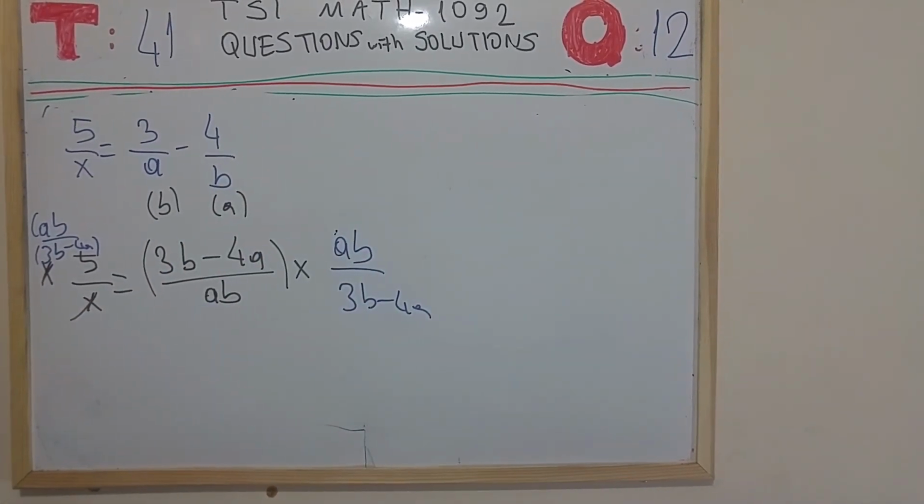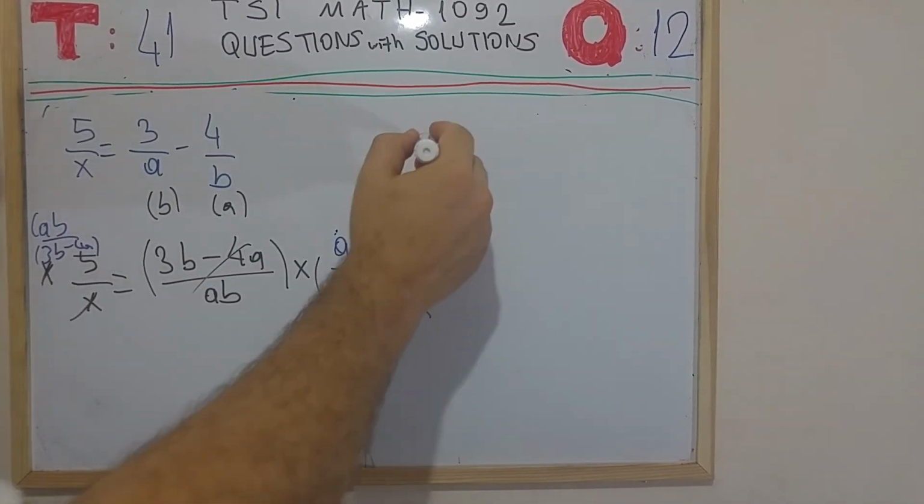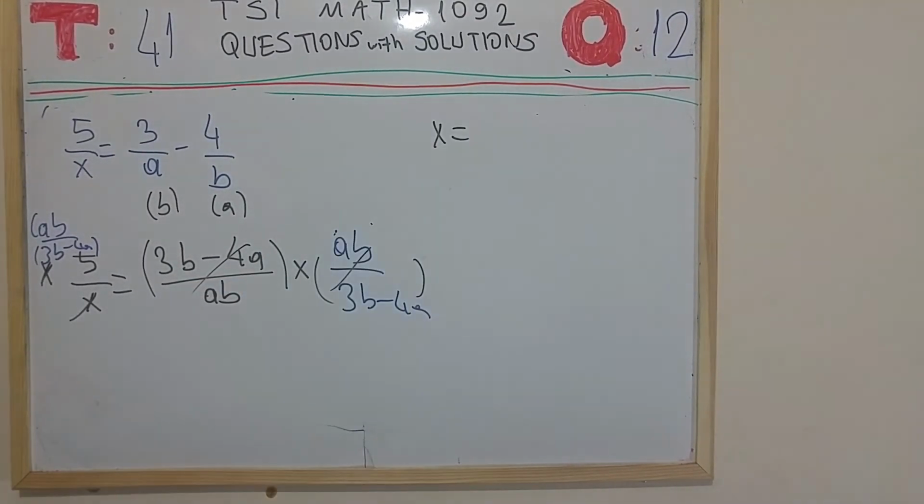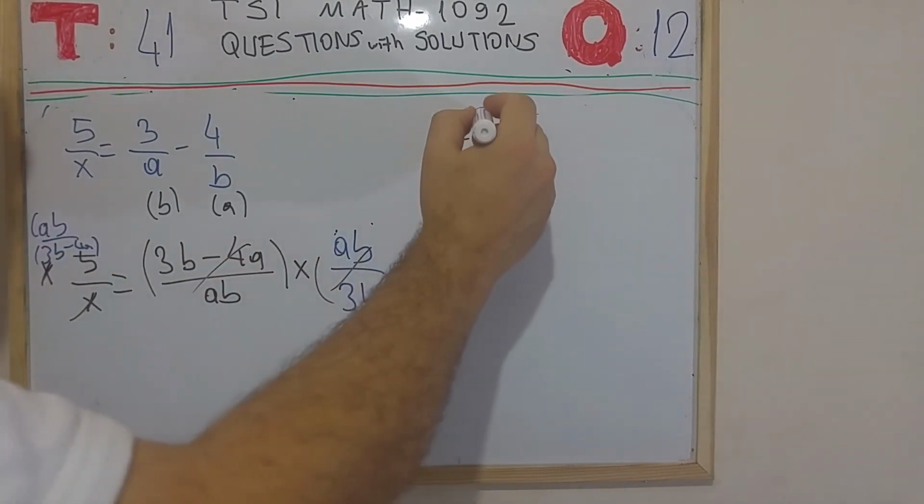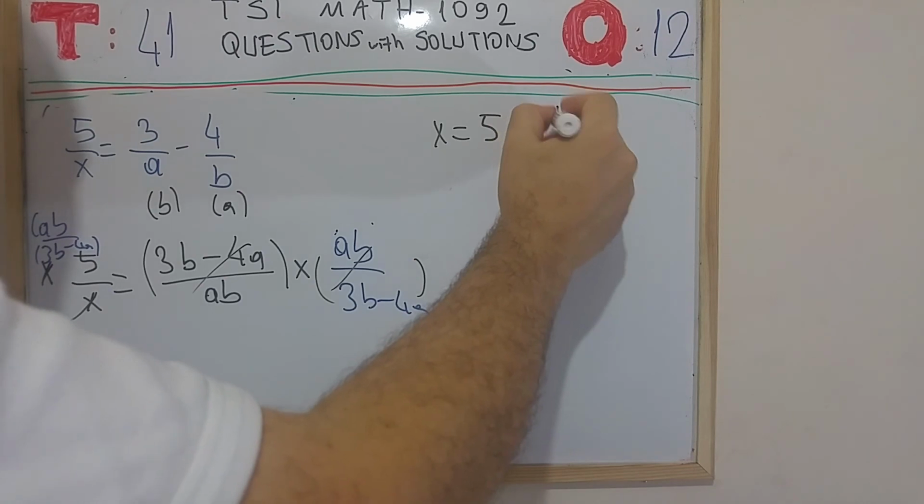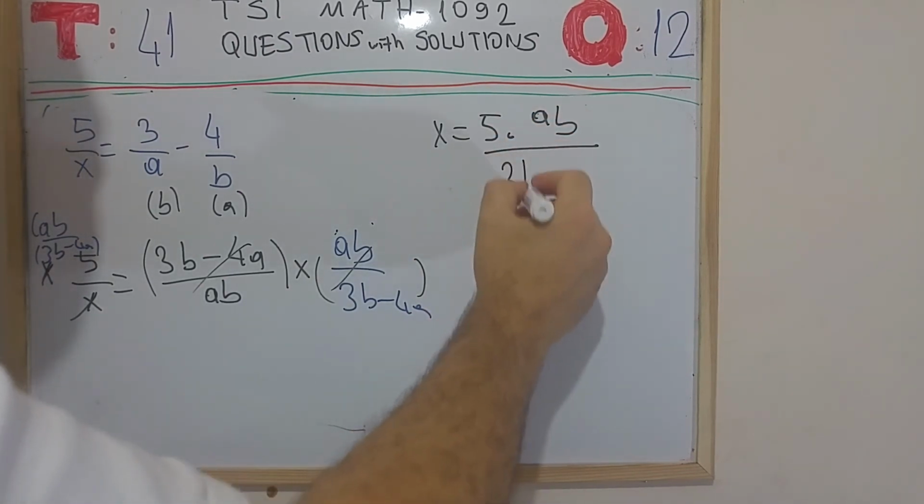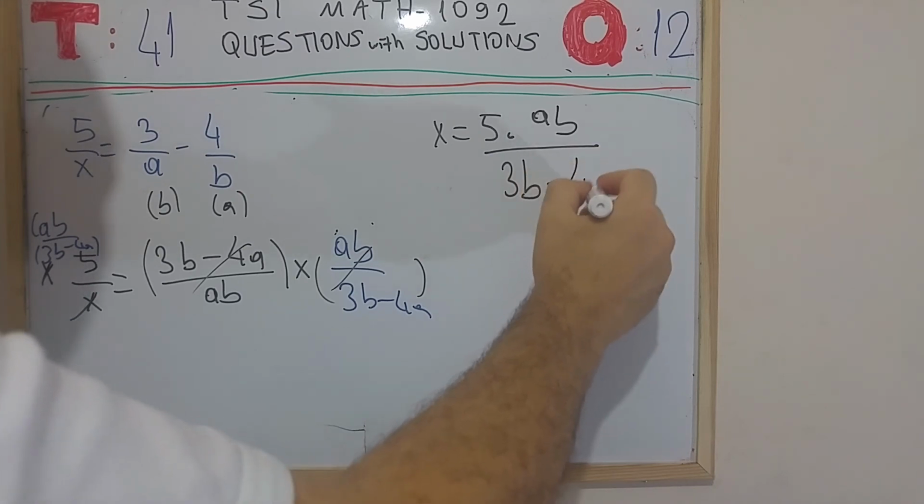Then what I will have here is, these will cancel each other out, so I'll be left alone with x here. And here I have 5 multiplied by ab over 3b minus 4a.